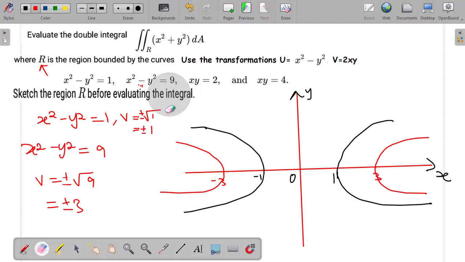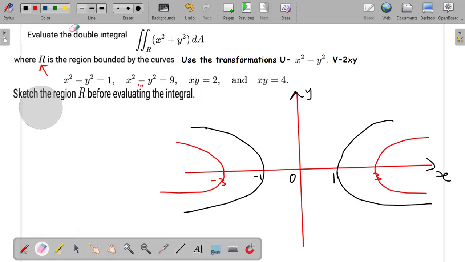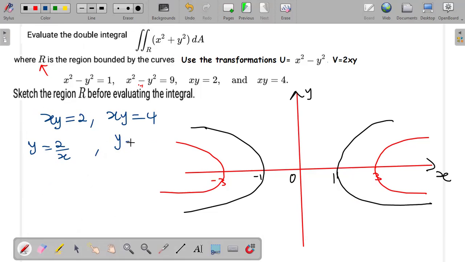Then we were told that this region is also bounded by xy equals 2, as well as xy equals 4. So what we do here is make y the subject of the formula. This will be y equals 2 over x, and this one will be y equals 4 over x.